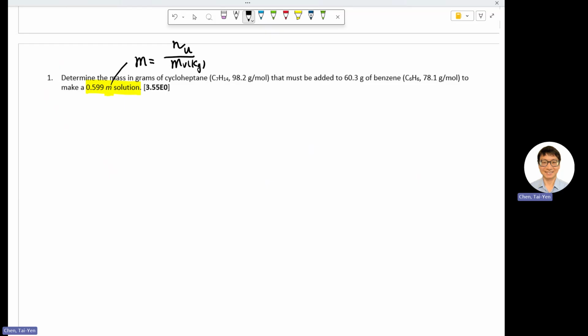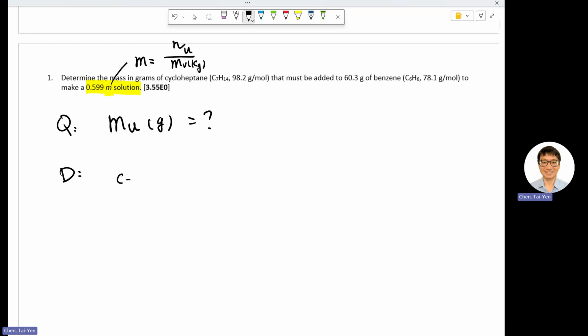Once you know that's the keyword, I know I need to use this equation. Then we read the question trying to figure out what you really need to solve. What's your Q? What are the things you need to solve? The mass of the solute, in grams. That's what you need to solve. Then start to collect the data.